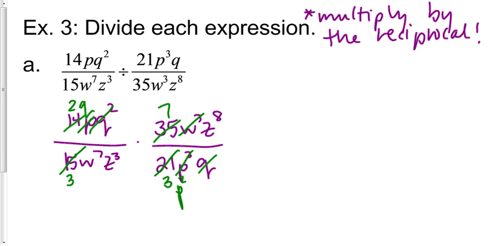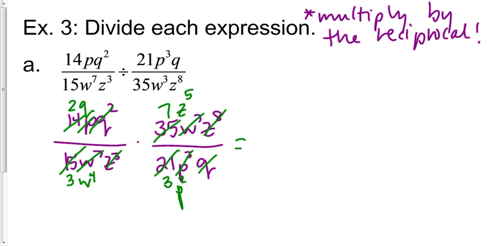That's going to leave me with w to the 4th down here. And then z to the 3rd, z to the 8th. That's going to leave me with z to the 5th up in the numerator. So you just tell yourself I'm canceling out 3 here and 3 here. That leaves me with 5 on top. Okay, that's how you do those variables.